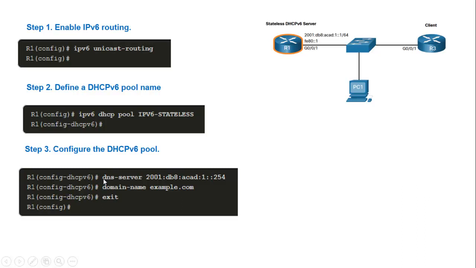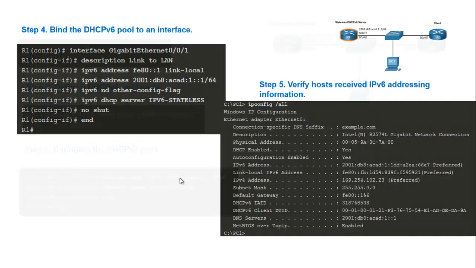Now that we have done that, we have to configure the options for the pool. Here the options are DNS server, we give the address for the DNS server, and then we also configure the domain name. So that's done. Step 4, we now have to bind the interface to the pool. In this case, this interface G0/0/1 is going to be the one handling this DHCP information from the side. So we bind that pool to this interface.